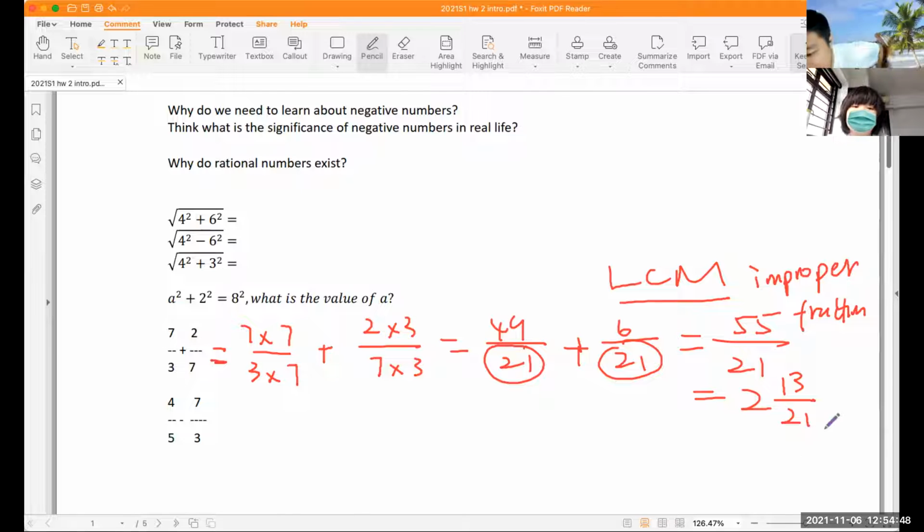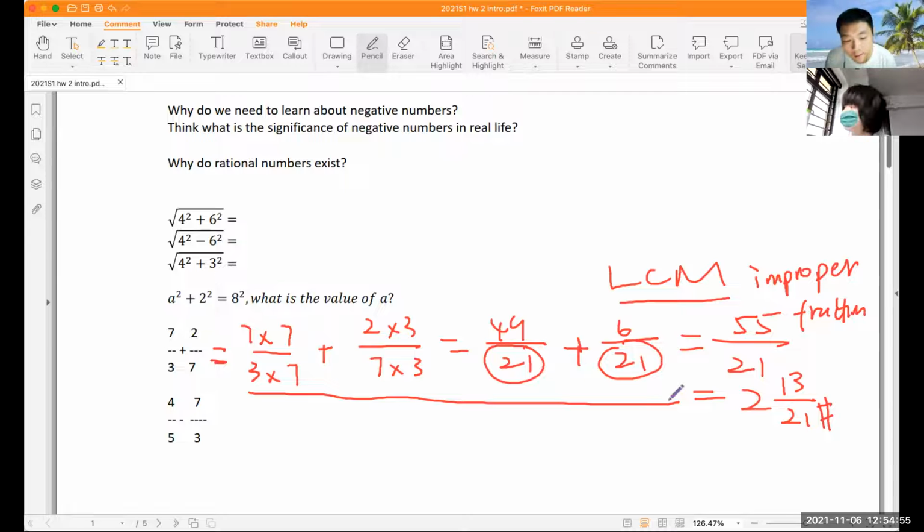All right. That's why this is the answer. But if you're not allowed to use a calculator, these are all the steps. So that's the reason why you need to learn LCM, without you realizing it last time.